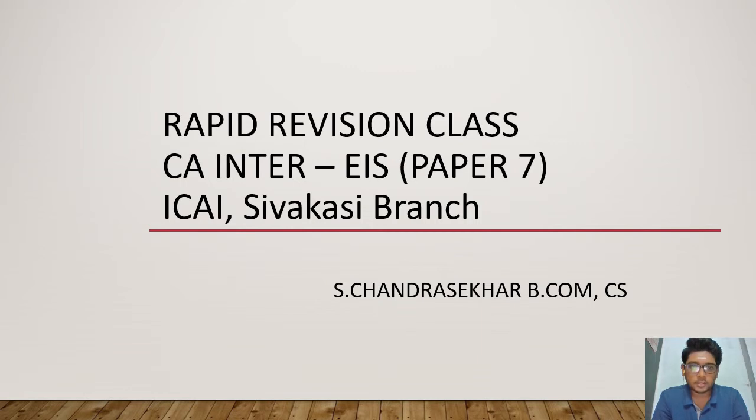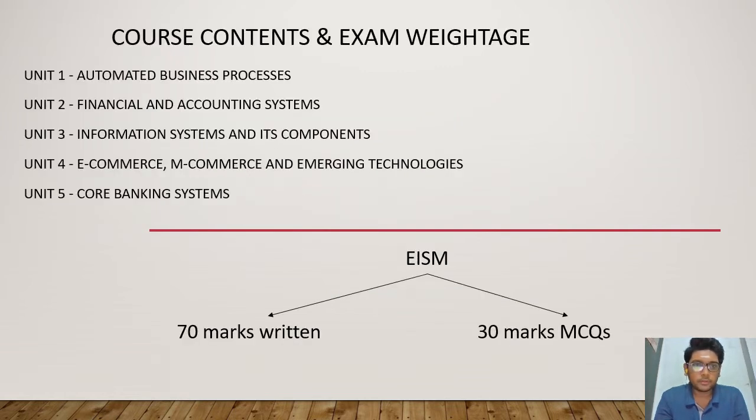So we're going to see the rapid revision class for CA Inter EIS, paper 7. So let's go. Okay. We will first talk about the course contents and exam weightage. We all know there are 5 units in EIS.